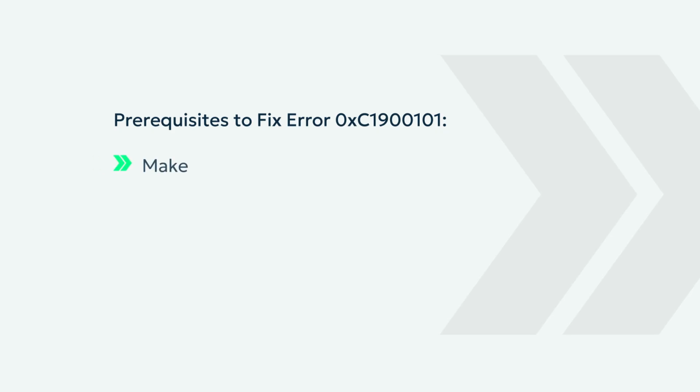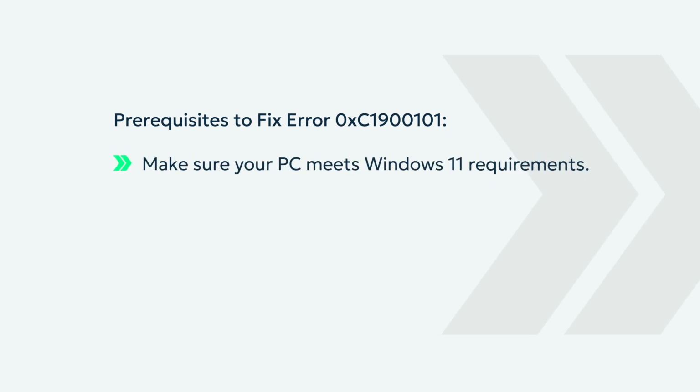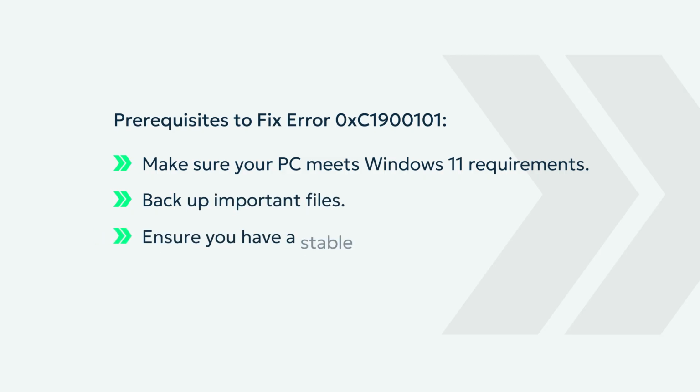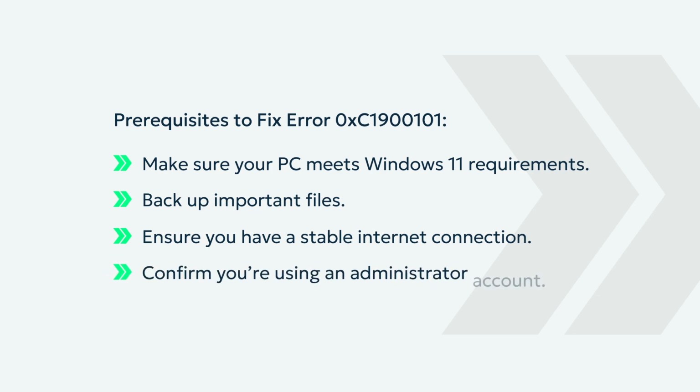Prerequisites to fix error 0xC1900101. You must ensure that your unit meets the requirements for Windows 11. You need to back up important data in case things go awry. You need a stable internet connection. And finally, you need administrator privileges. Once you have all of these, you are ready to begin. Let's explore each method according to the potential causes.